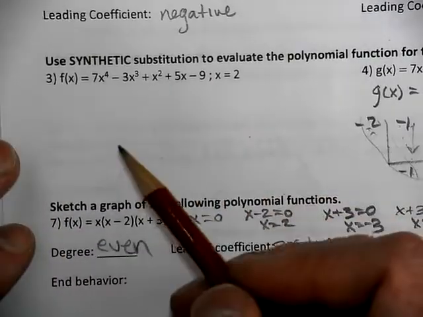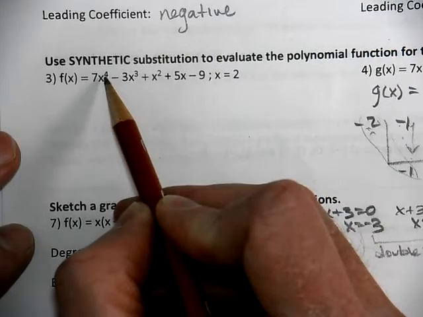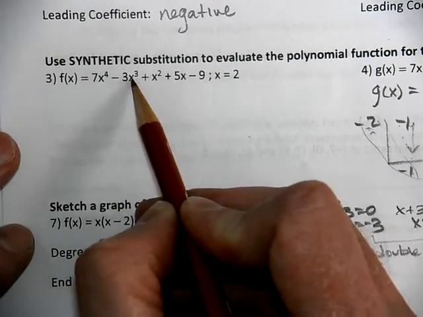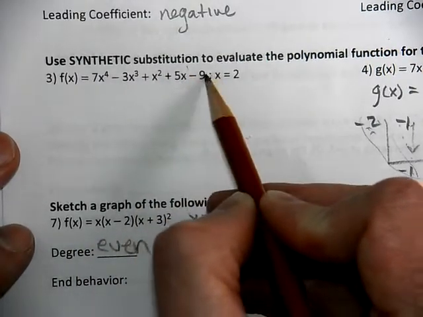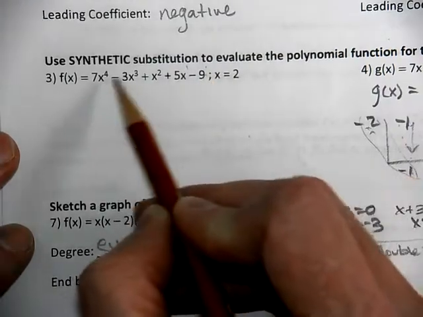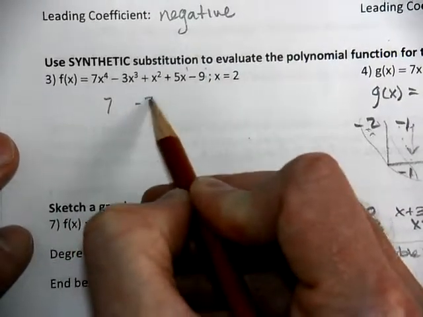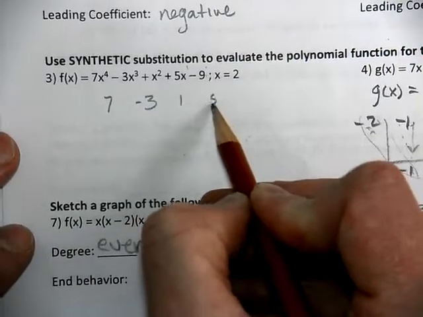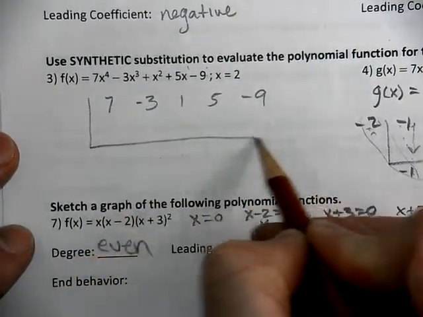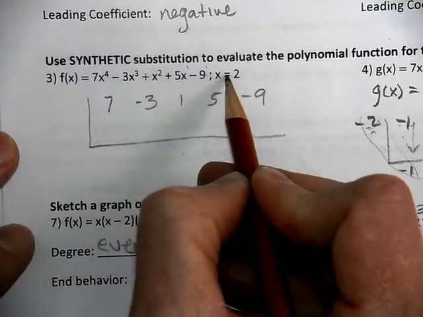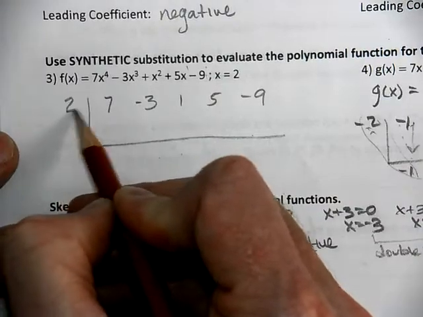Synthetic. When we use synthetic, the first thing we want to notice is x to the 4th, x to the 3rd, x to the 2nd, x to the 1st, x to the 0 power. Every term is represented. So 7, negative 3, 1, 5, negative 9. We put our organizer around it with x equals. We need to know what x equals. In the future, that's going to be a big deal.